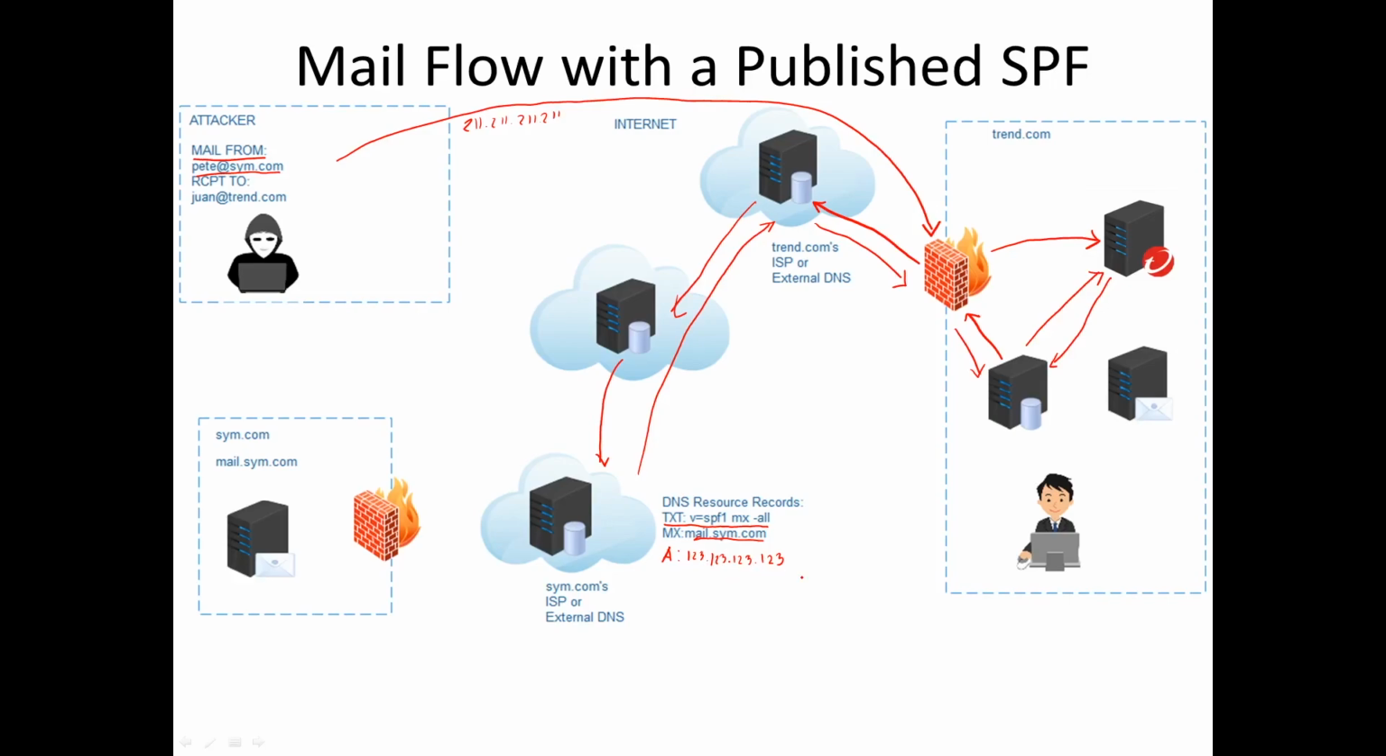And since the IP addresses are different, the SPF authentication will fail for this message. Hence, the SMTP connection will be terminated. So the takeaway from this example is that this IP address here is the only allowed IP address to send an email on behalf of the sim.com domain.